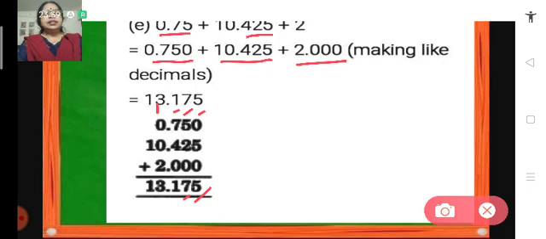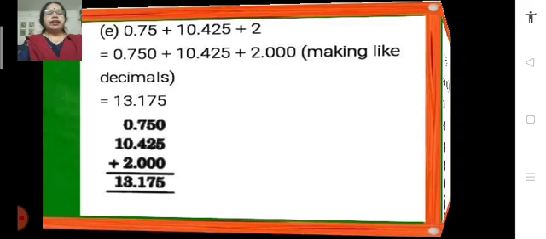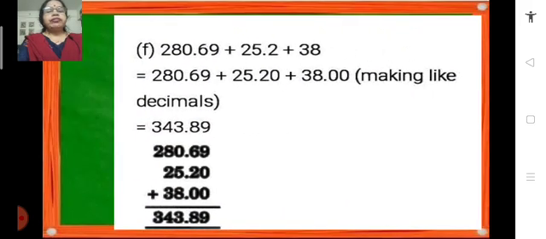Then we put the decimal here and move on to the ones place. So 1 plus 2 becomes 3 here, and in the tens place we have only 1, so we will write 1. So what is the answer here? It is 13.175.